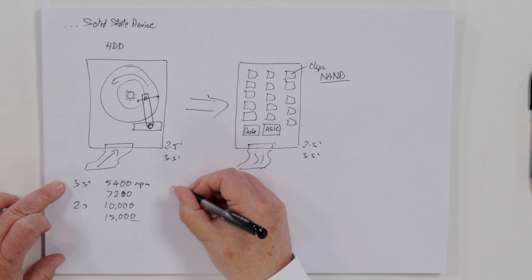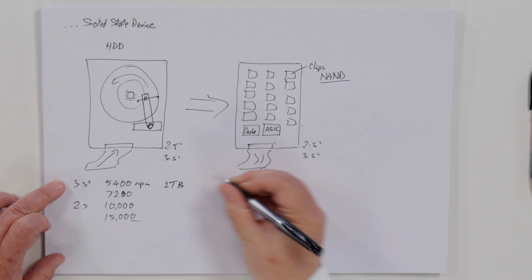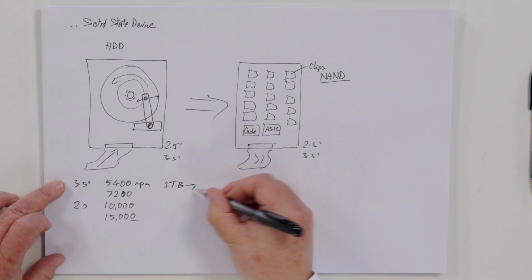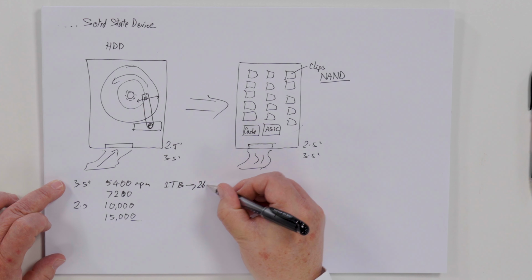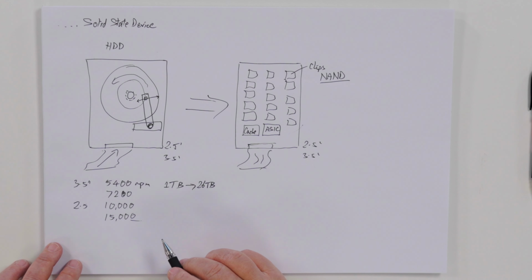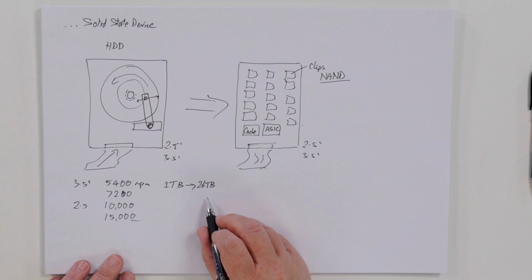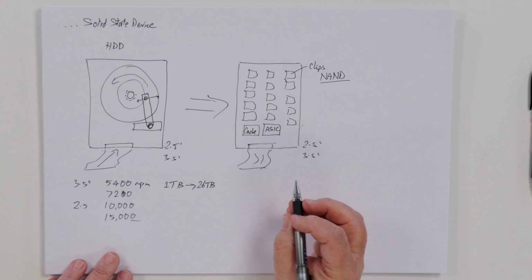But some of the lower speeds and the higher capacity drives, because of the 3.5 inch form factor, we were able to get some very large drives in there. For example, 1 terabyte, right the way up to today, I think we're looking at 26 terabytes in the largest 3.5 inch form factor drive. So quite substantial. A lot of information in a very, very small form factor.